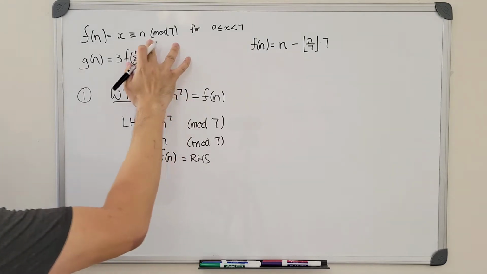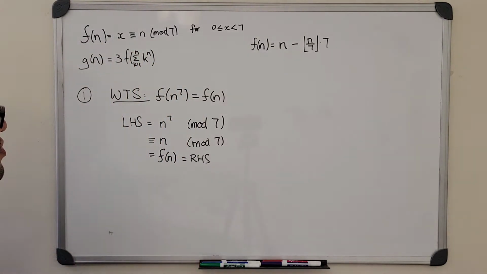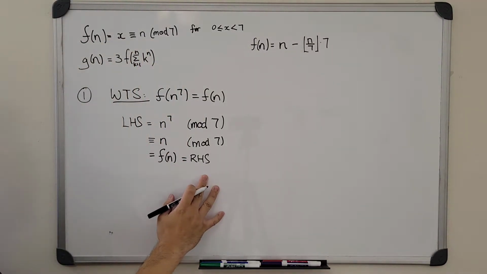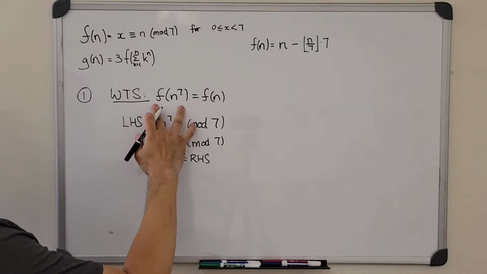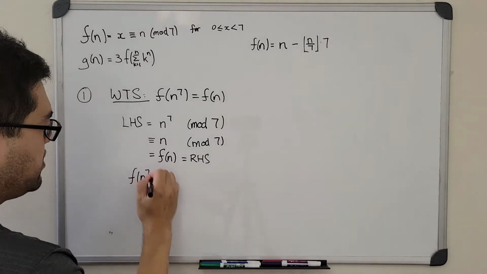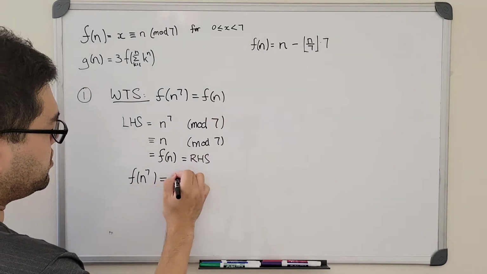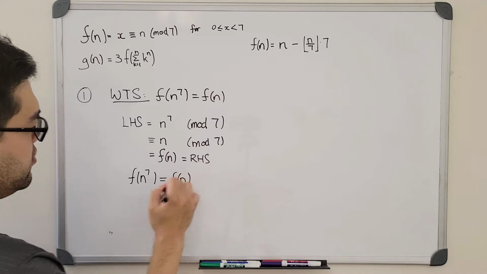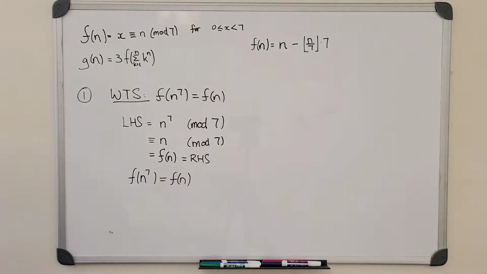If we look at our definition here, therefore, we have simply proved that for any natural number n, f(n) to the 7th power is equal to f(n) itself. Good. So we just finished the proof in 3 lines.